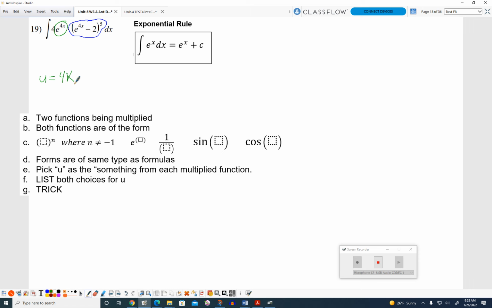Julian, what's the derivative of our something? Just 4. 4 is not the blue multiplying function. That's the wrong choice of u. The derivative of your choice must be the other multiplying function, because that's how it happened when the derivative was taken. That's where it came from. Questions?